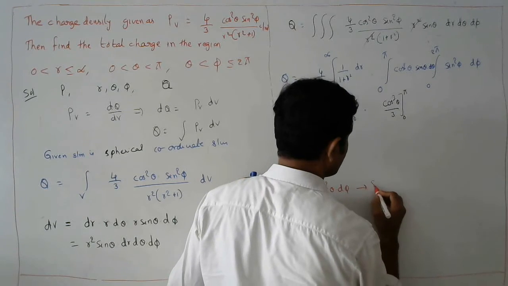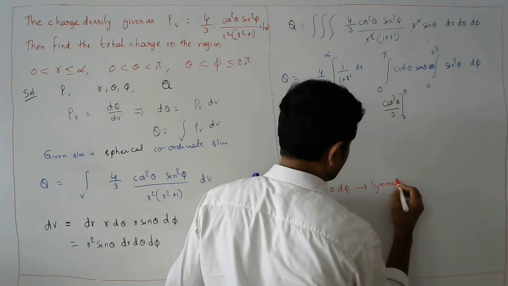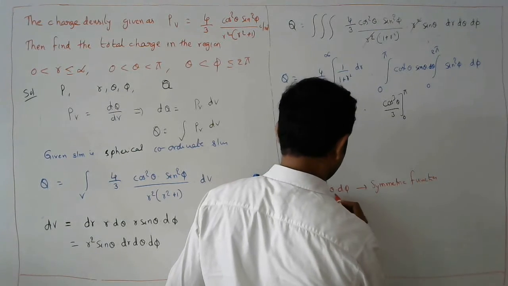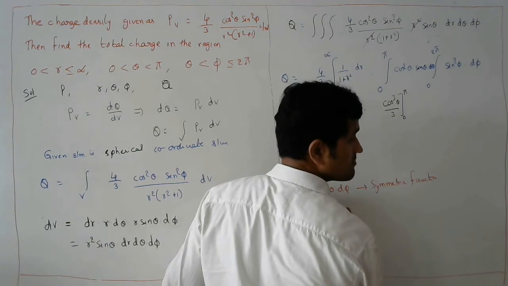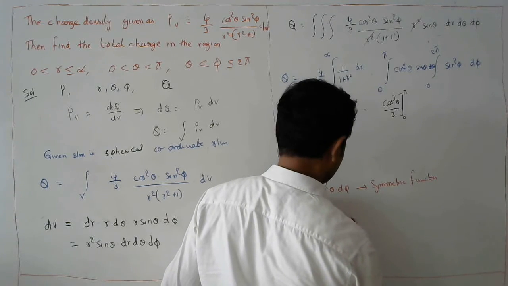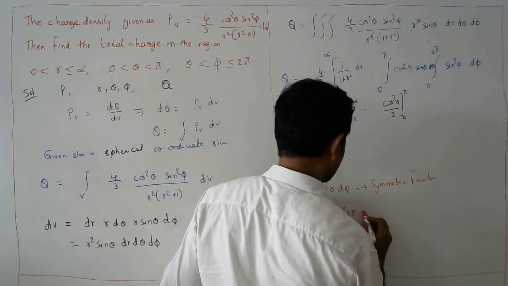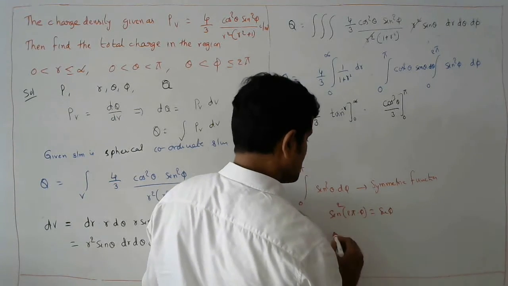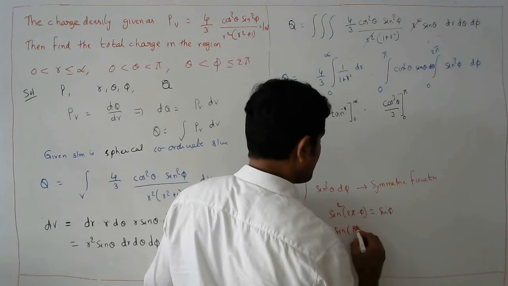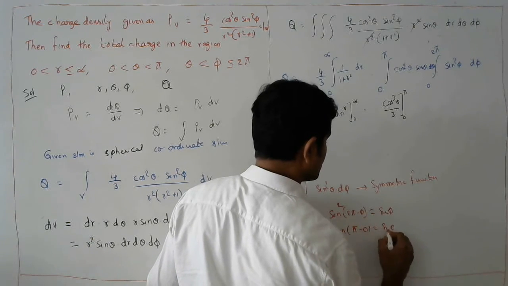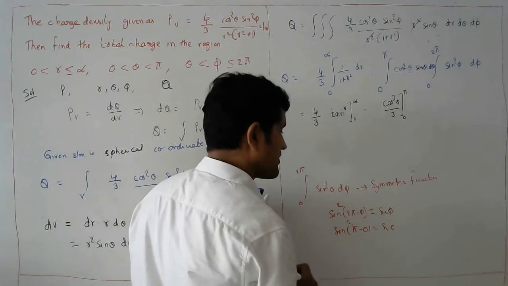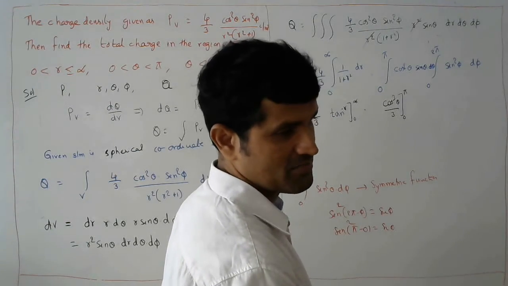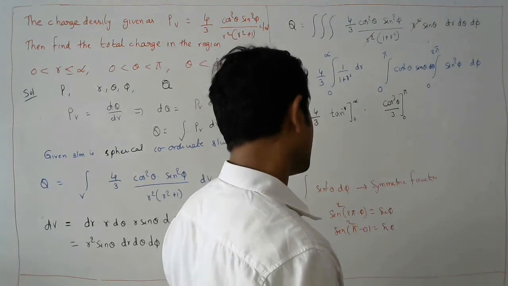This is called a symmetric function. Why symmetric function? Because if we apply theta as 2 pi minus theta, sin of 2 pi minus theta is equal to sin theta, and the square is there. So whenever you are getting the same magnitude in the two halves of the region, we can say it is a symmetric function in mathematical terms.